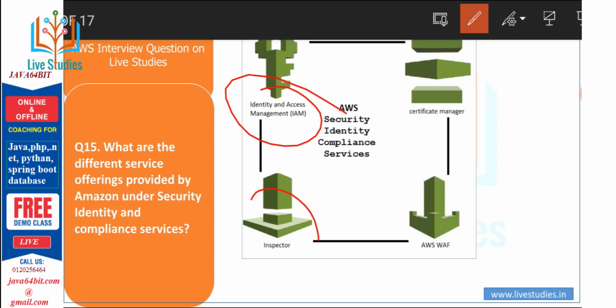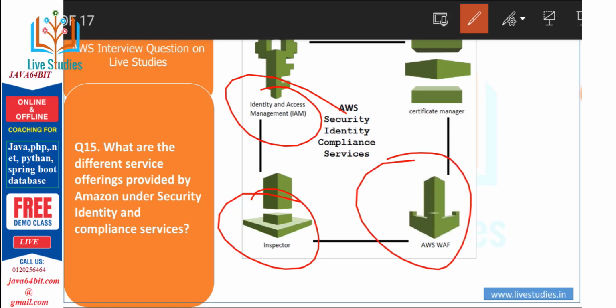Another one is Inspector. Amazon Inspector improves the security and compliance of applications deployed on Amazon Web Services in their cloud environment, providing an automated security assessment service for any vulnerabilities. Another point is, what is the AWS WAF?